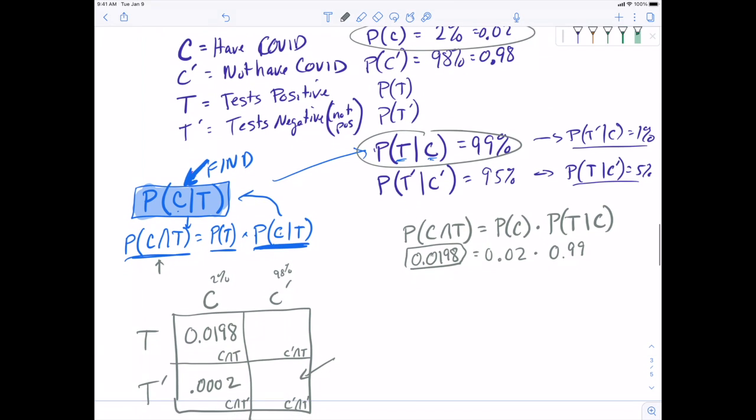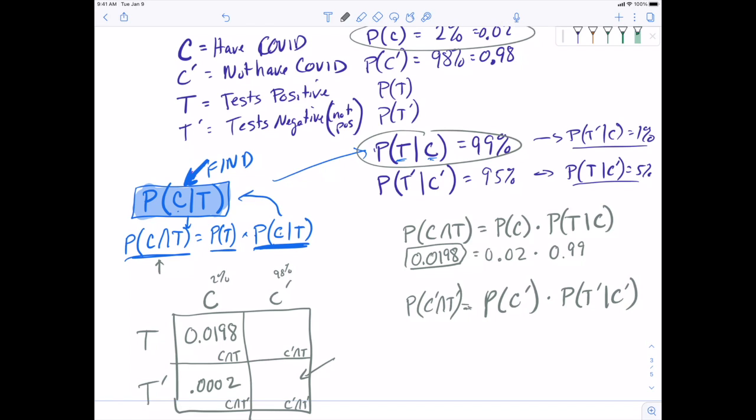So what do we know? We know that P of C prime times P of T prime given C prime, so again, the probability of everyone who does not have COVID times the probability of a negative test given that you do not have COVID, should equal the probability of C prime intersect T prime. And that'll give us this box down here.